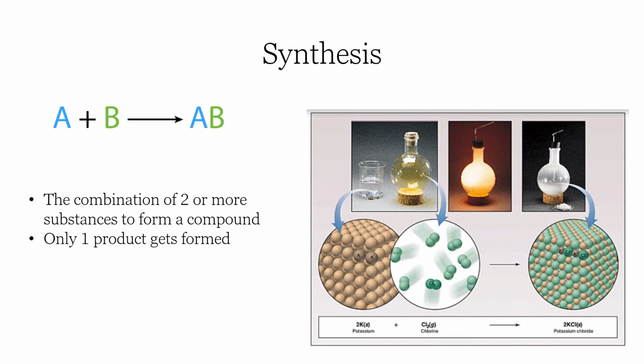Some characteristics of a synthesis reaction is the idea that you're going to have two or more reactants forming a single product. So multiple reactants are going to come together to form just one compound at the end. Here in the bottom right hand corner we have an example of a synthesis reaction where we're taking some potassium and some chlorine gas and combining them together to create potassium chloride. Let's take a look at some example problems for synthesis reactions.